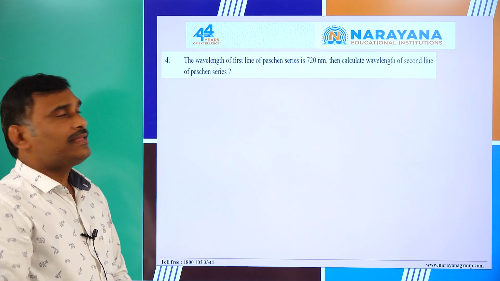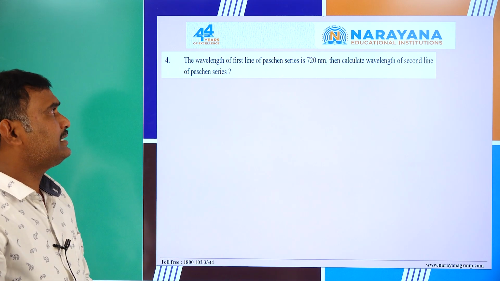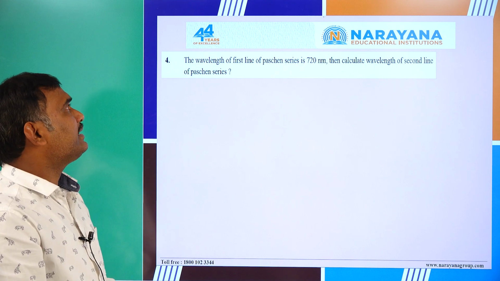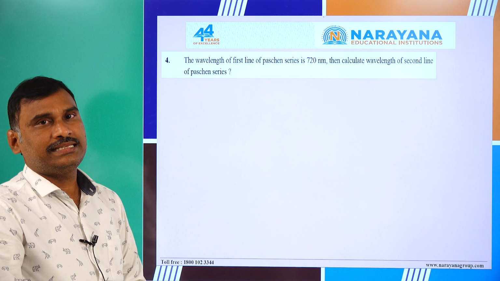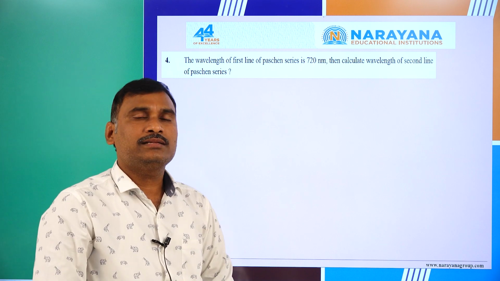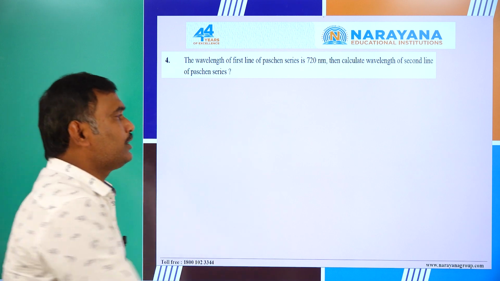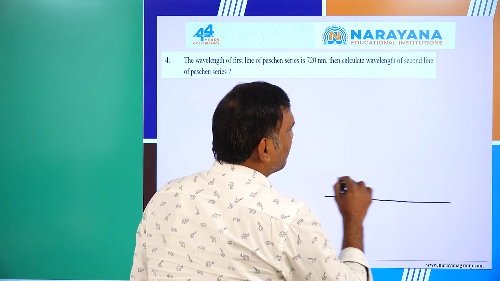The next question is: the wavelength of the first line of the Paschen series is 720 nanometers, and calculate the wavelength of the second line in the Paschen series. Already you know, students, this question is completely based on atomic structure, hydrogen spectra. You know how the hydrogen spectra is present.